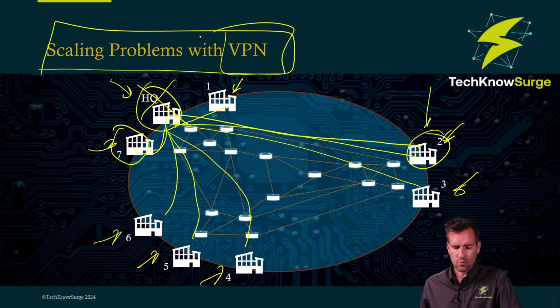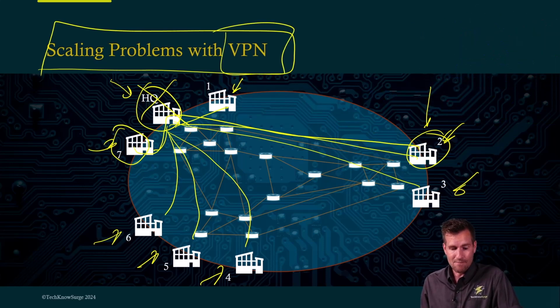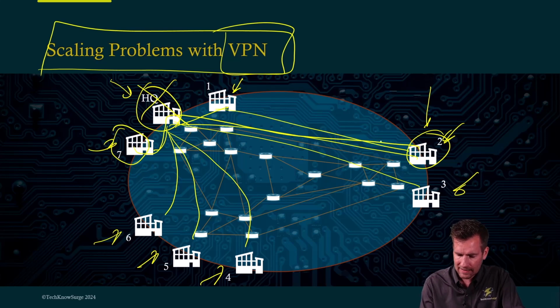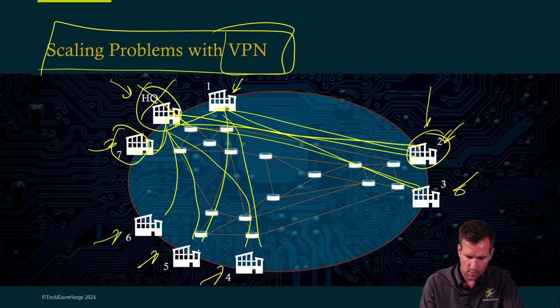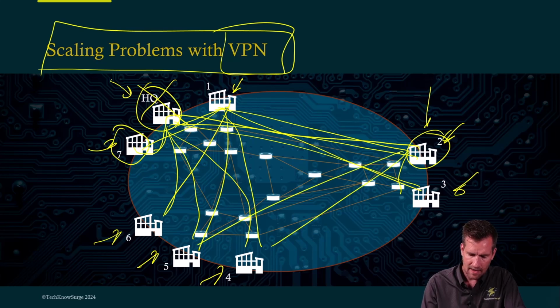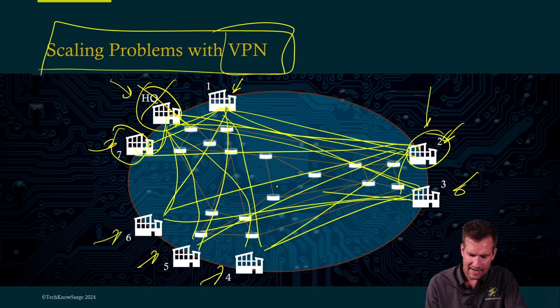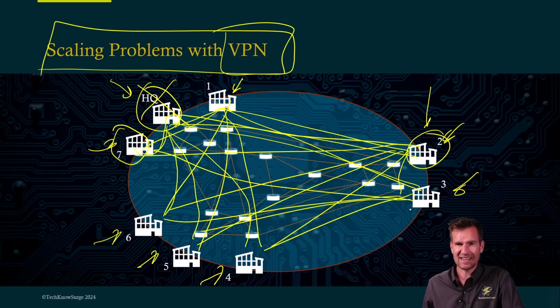And then what we do is we want to create a mesh network. So we start connecting site 1 to all of the sites as well, and then site 2 to all of the sites, and then site 3 to all of the sites. And what happens is we end up with a lot of VPN connections. In fact, 28 in total, 28 different VPNs. So it's a lot to manage.